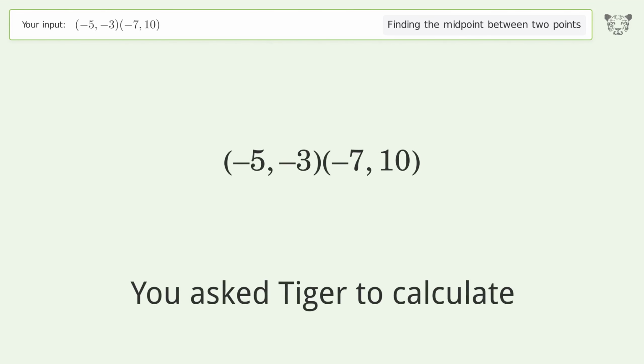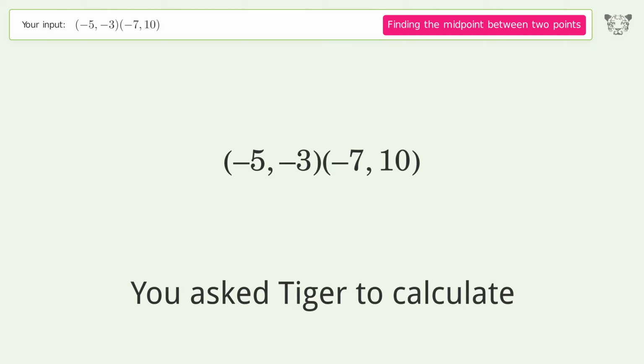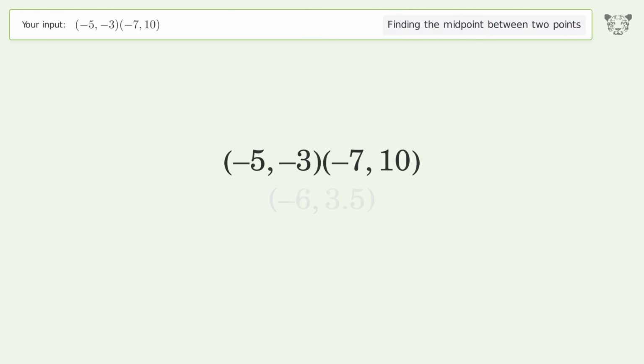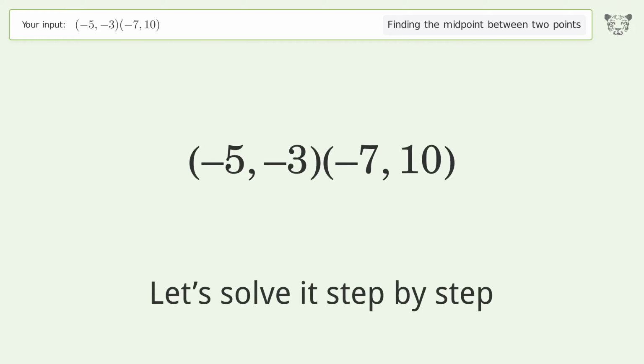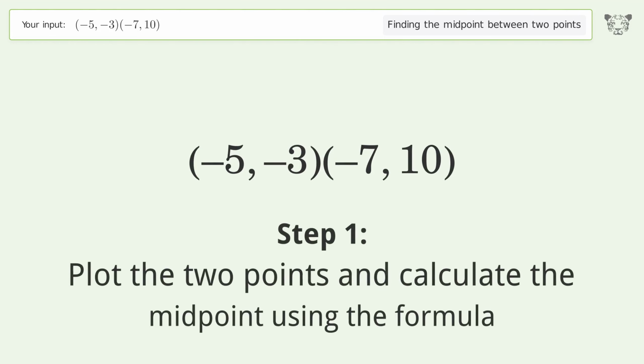You ask Tiger to calculate. This deals with finding the midpoint between 2 points. The midpoint between the 2 points is -6, 3.5. Let's solve it step by step. Plot the 2 points and calculate the midpoint using the formula.